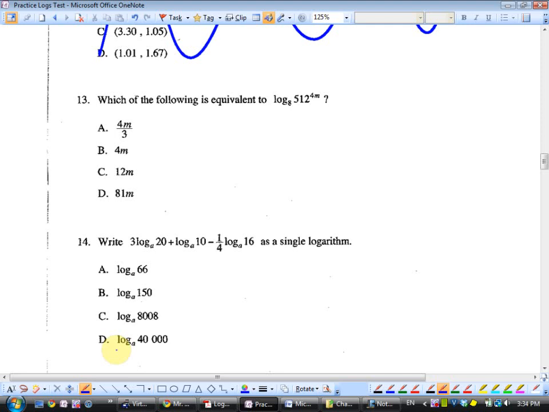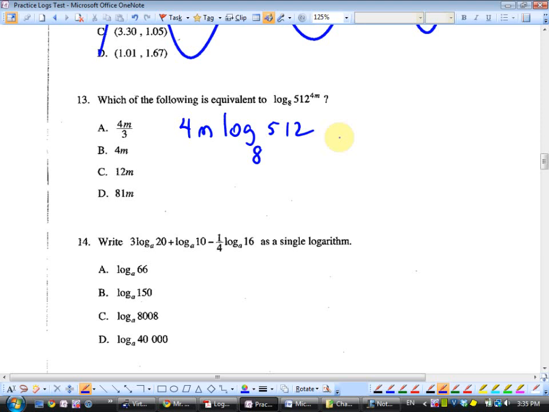Troy. Try moving the exponent to the front. I don't know. Why not? If I do that, I get 4m log base 8 of 512. Does that work out evenly? The log base 8 of 512. No, it does. Mr. Dueck. No calculators. Put them away, Jordan.